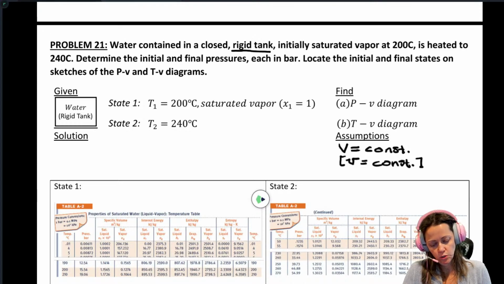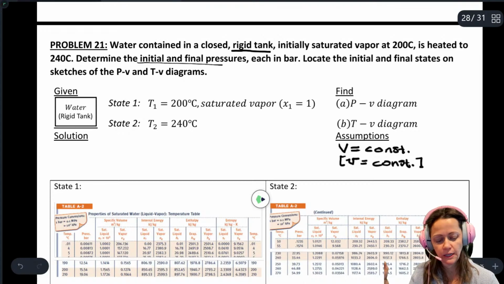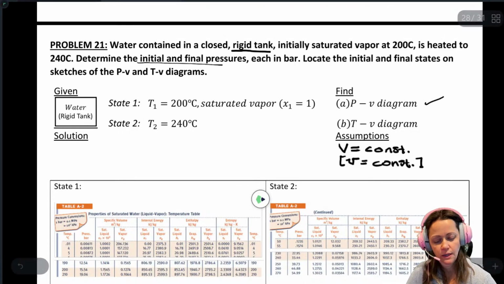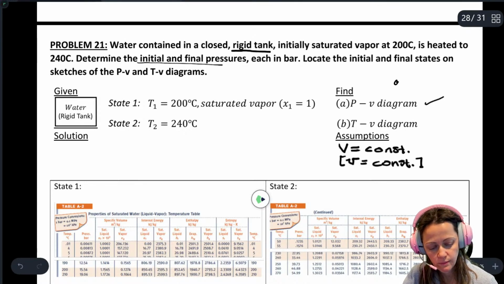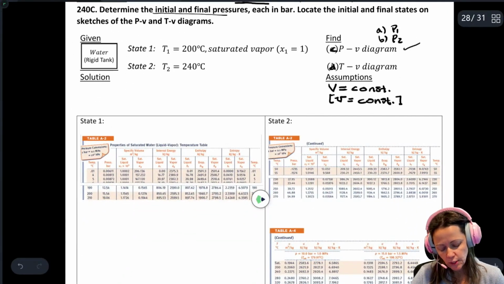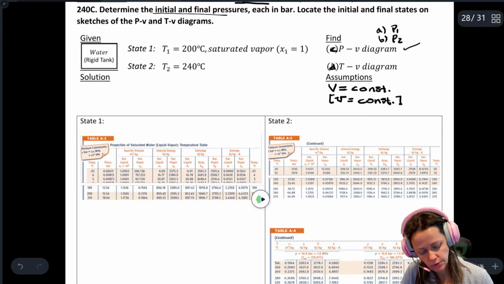And so I'm going to sketch it on a PV and a TV diagram. It said determine the initial and final pressures. Clearly I'm going to be accomplishing that on that PV diagram, so that's fine. I probably should have put A, B, C, D, P1, P2. All right. So state 1, it's a saturated vapor, so I need P1 and P2. So let's go ahead and get that.